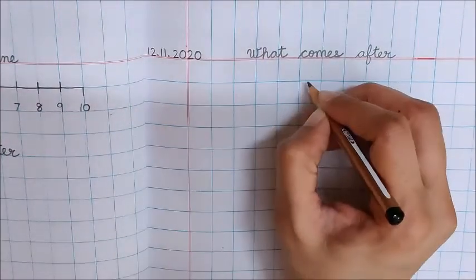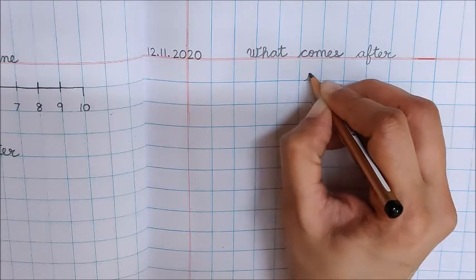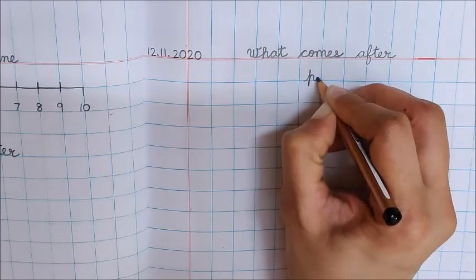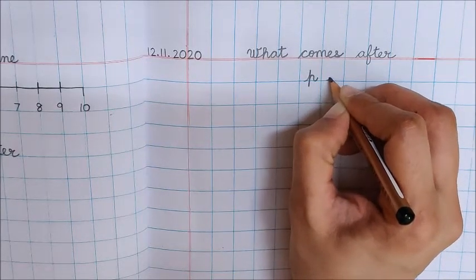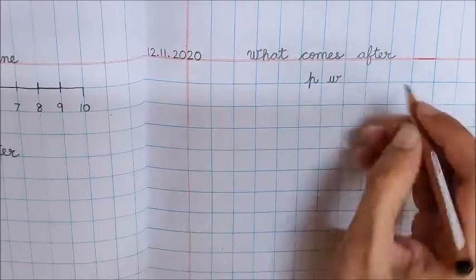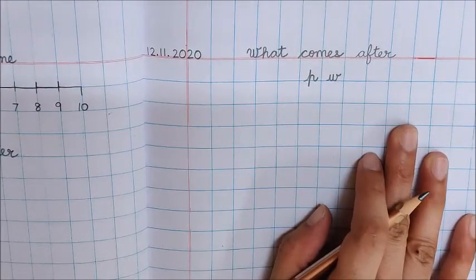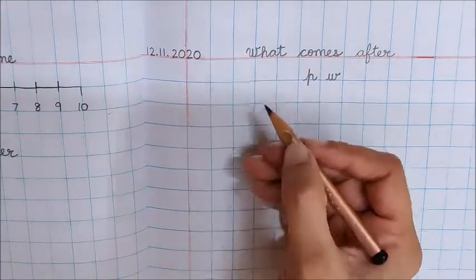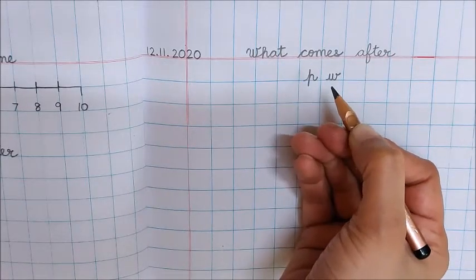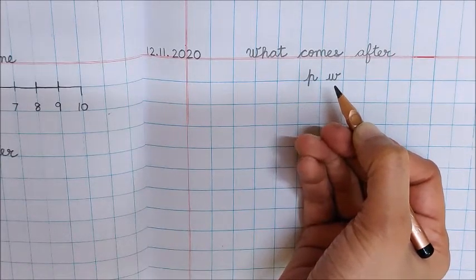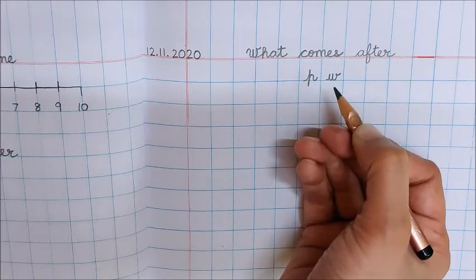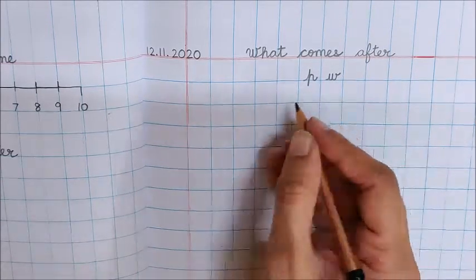Now here write down P and in the next box write down W, because this is your practice work. Last time we had written classwork because that work we did in the live class. Now this is a practice work. Now time to write numbers.